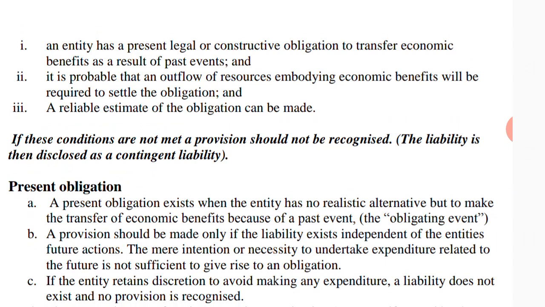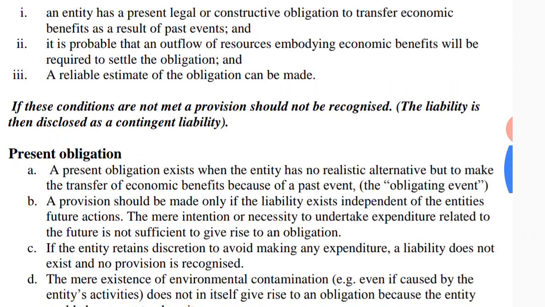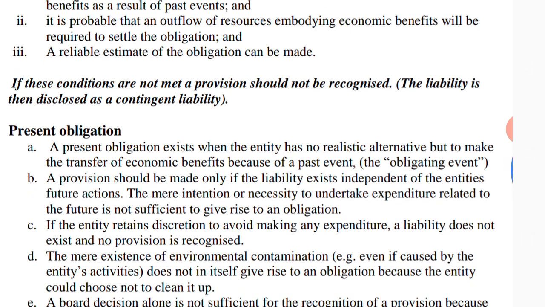So before you can recognize a provision, there must be a present legal obligation to transfer resources as a result of a past event. Two, it is probable that an outflow of resources embodying economic benefit will be required to settle the obligation. And three, a reliable estimate of the obligation can be made. So if these conditions are not met, a provision should not be recognized. Then the liability is disclosed as a contingent liability.